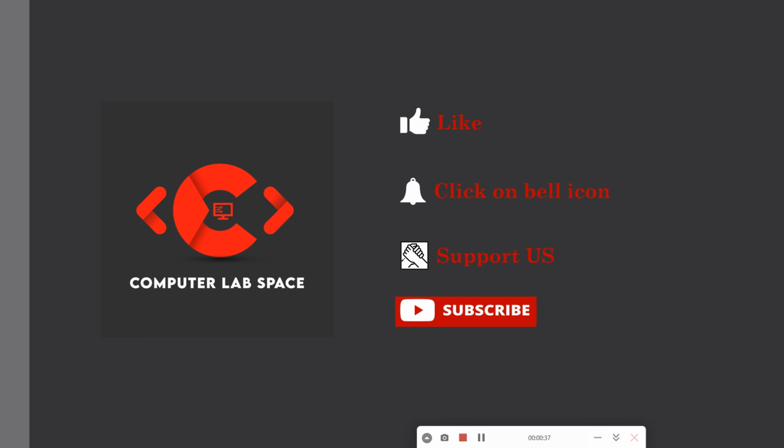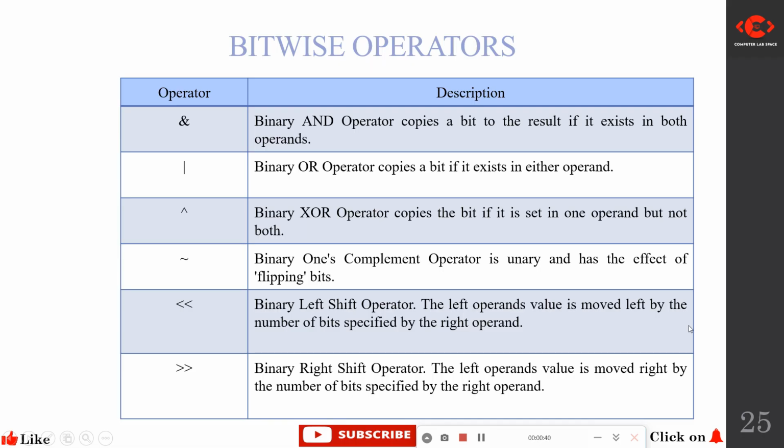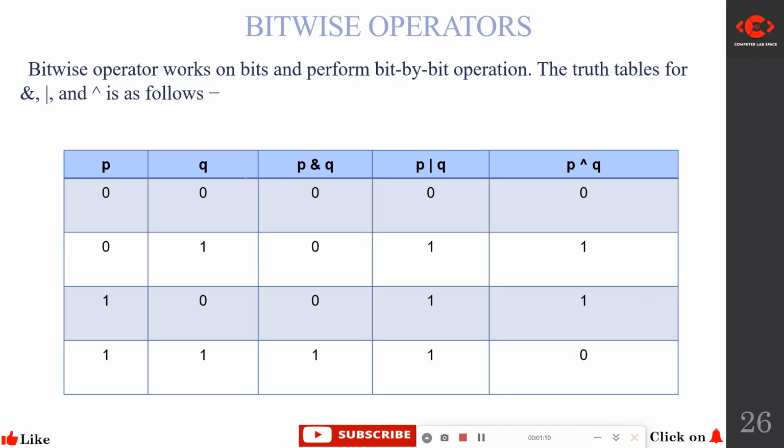Okay, we have bitwise AND, bitwise OR, then bitwise exclusive OR, this symbol we call the caret symbol. Then negation, that is one's complement, then left shift, right shift. For the bitwise AND, if the corresponding bit positions in both the operands are 1, then the result will be 1. So that is bitwise AND.